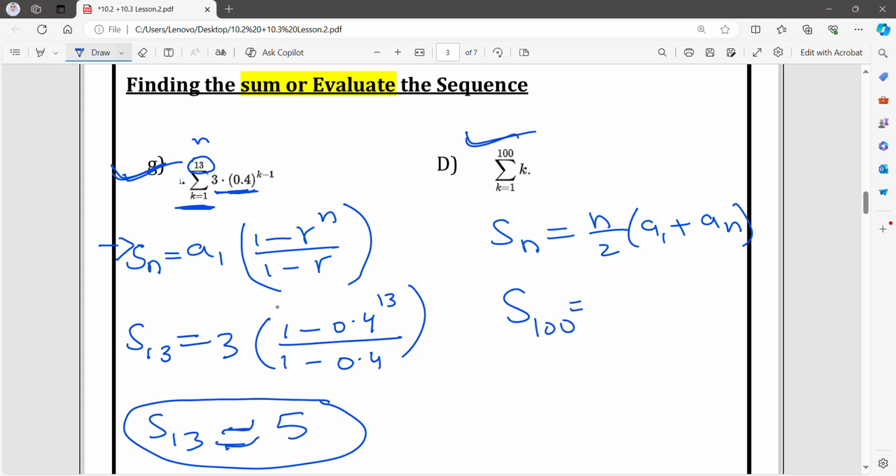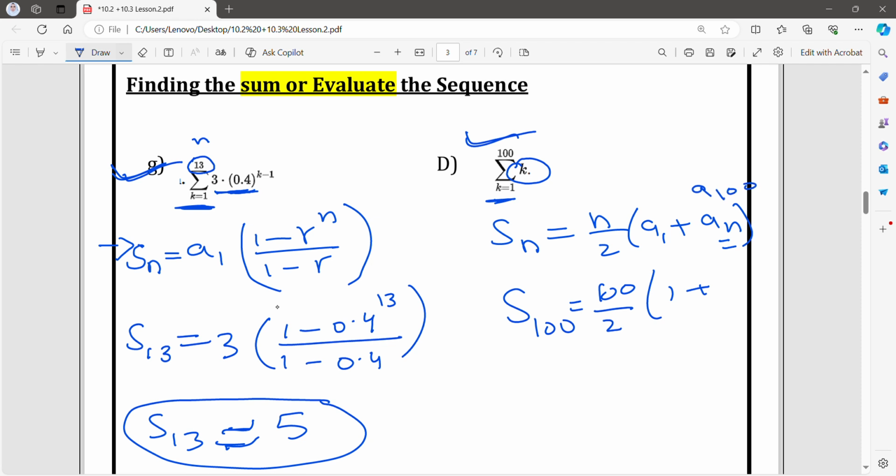N is what? N is 100, right? Over 2. A1 is what? Here now A1 you have to find. How will you find it? Whatever the expression is given here, you replace the first value of k in the expression, because now we have only k. So when you replace k by 1, the answer will be 1, right? And An means what? An means 100, because n is 100.